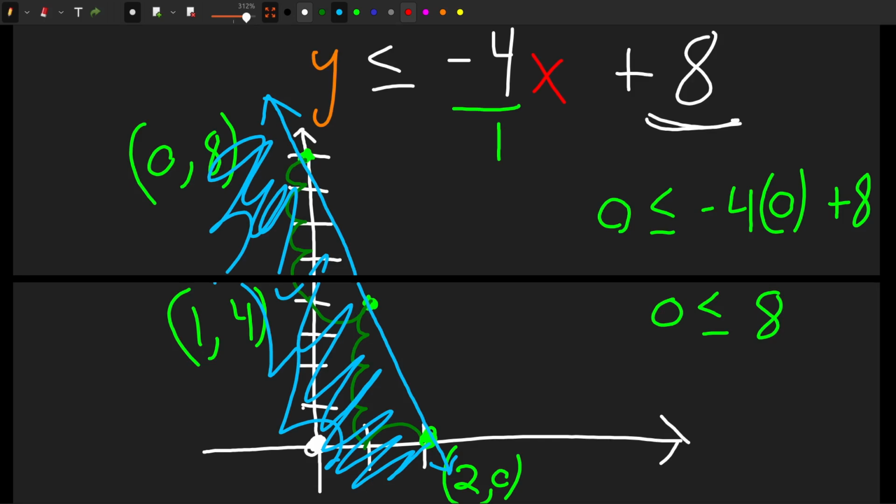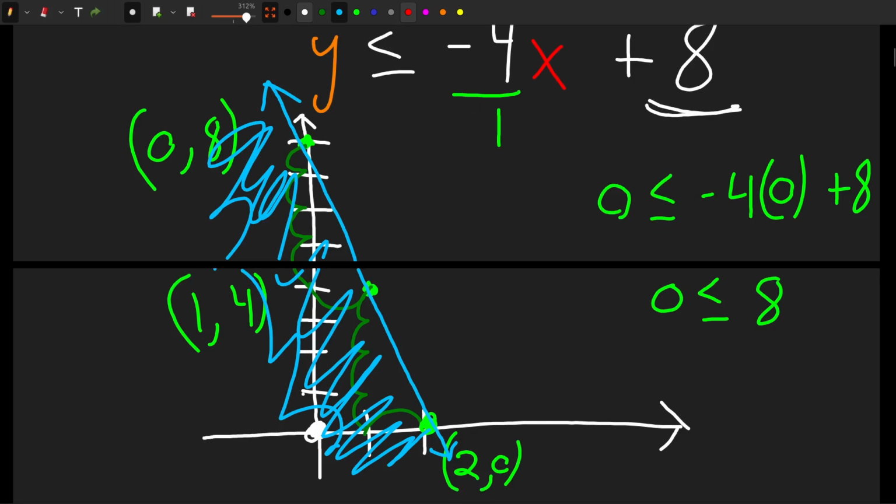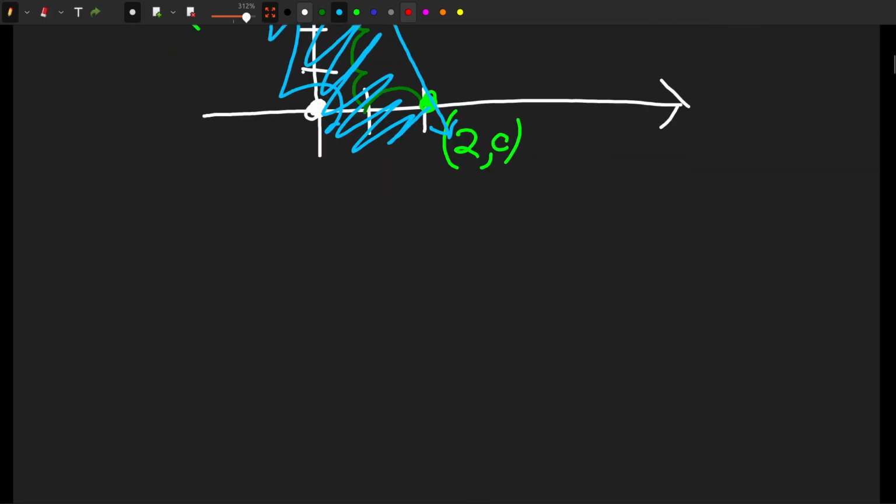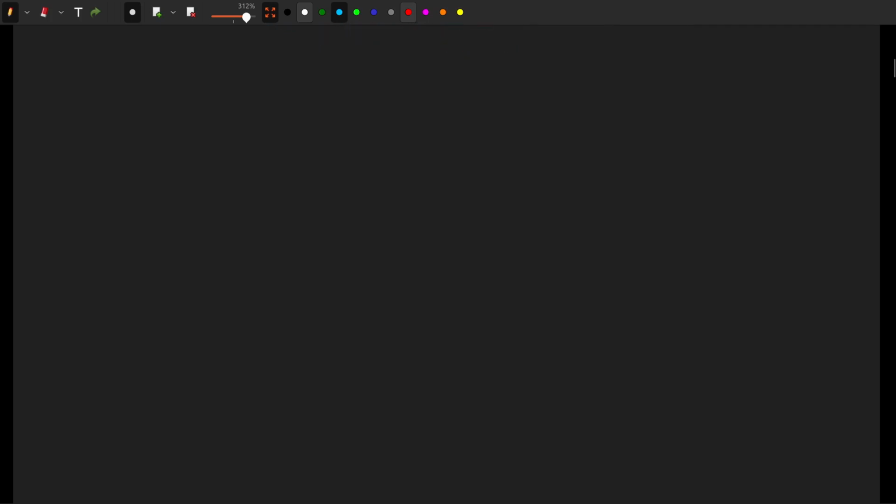All right. That solves the first inequality. We have a few more to do, so let's go ahead and do the next one. The next inequality we have is 15x plus 5y is greater than or equal to 20.